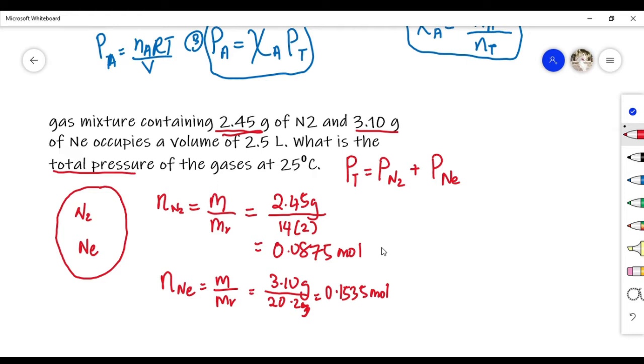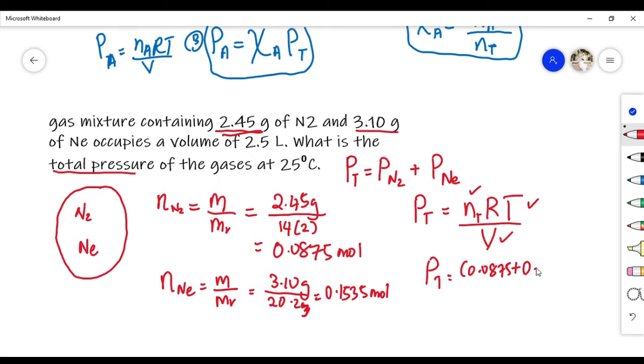Okay, so next kita nak dapatkan total pressure. So instead of guna P(N2) plus P(Ne), so kita akan gunakan P total adalah sama dengan N total RT over V. Volume kita dah tahu, temperature kita dah tahu. N total is just we add up two of this, number of mole of nitrogen and number of mole of neon together. Okay, so kita dapat PT sama dengan 0.0875 plus 0.1535 times R kita ada sikit.